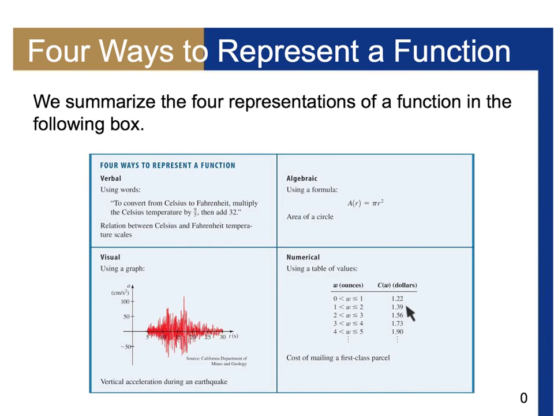Okay, and you can see it's going up 17 cents every time. That would be our slope. We'll talk about that in another section. Okay, so notice it doesn't include 1 here. So if it's 1, it's going to go in the first category.